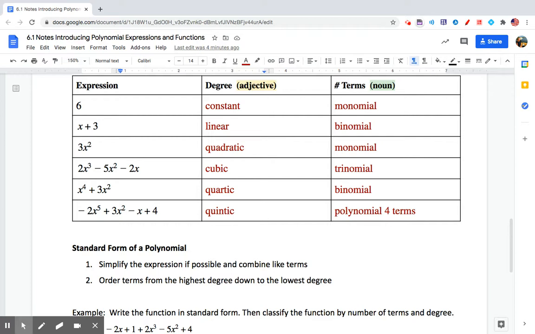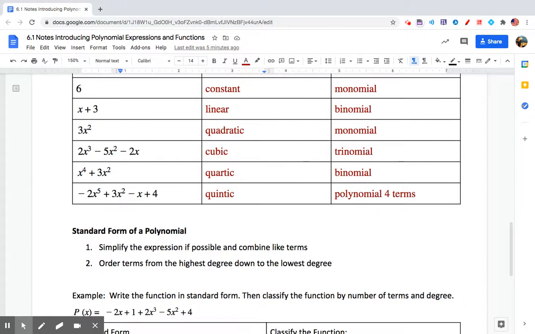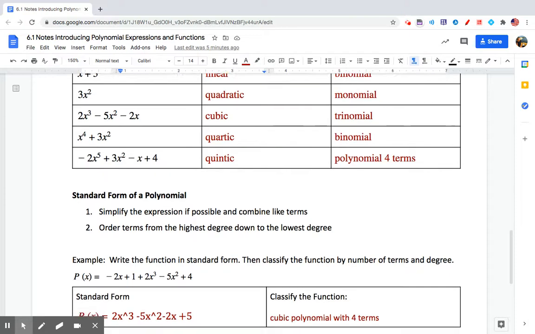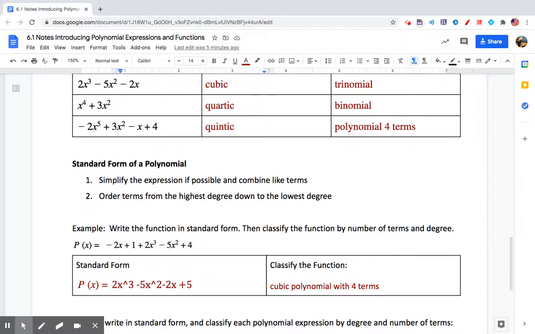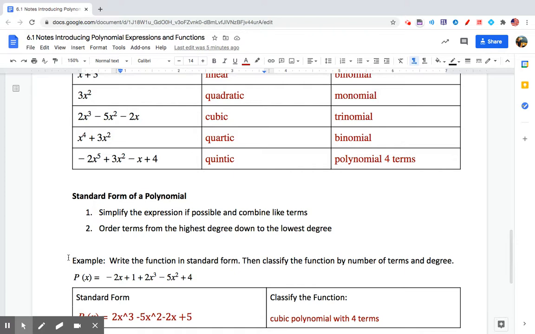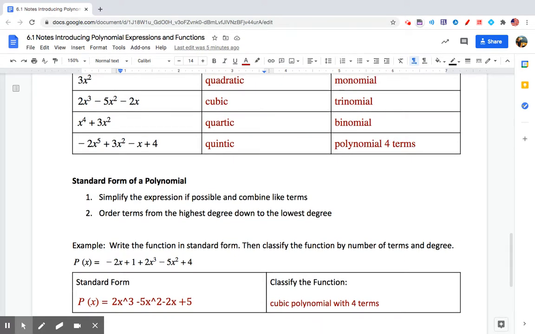Then we want you to know about standard form of a polynomial. A polynomial is in standard form if the terms are ordered from the highest degree first down to the lowest degree last. And so what we want to do is get practice writing polynomials in standard form. So the given polynomial here is p of x. The standard form of p of x would have the cubic term first, then the quadratic term, then the linear term, and then the 2 constant terms would actually be combined together.